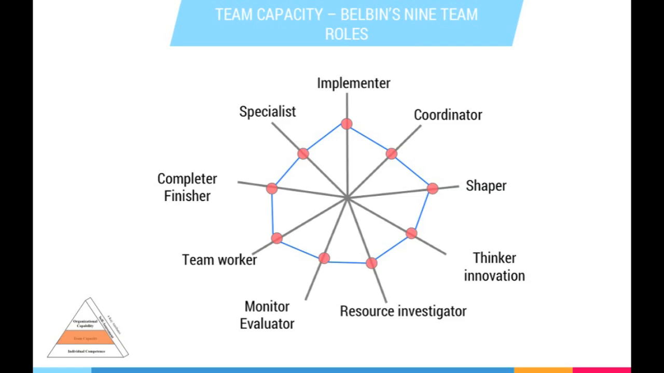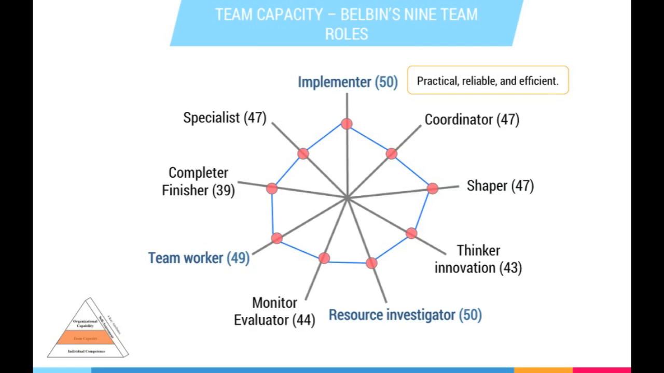Now, the second layer of the pyramid is the team capacity. Now, this will show the roles that I have in teamwork that suit my characteristics. From this test, actually my top 3 scores are implementer, resource investigator, and team worker.